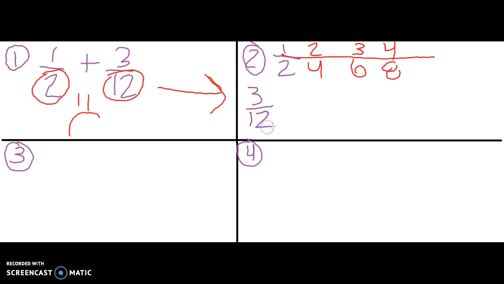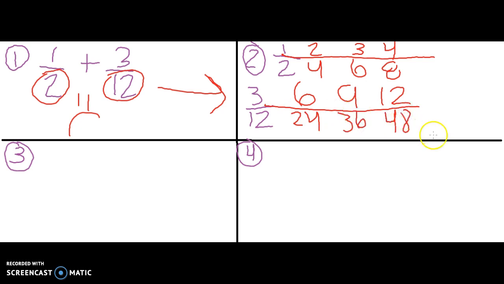I'm going to do the same thing with 3/12. Then I'll extend the fraction line. My numerator is a 3, so I'll skip count by 3s. 3, 6, 9, 12. My denominator is 12, so I'll skip count by 12s. 12, 24, 36, 48. Notice how when I write my bottom numbers, I want to line them up with my top number so I know which number goes together. So my equivalent fractions here would be 3/12, 6/24, 9/36, 12/48.